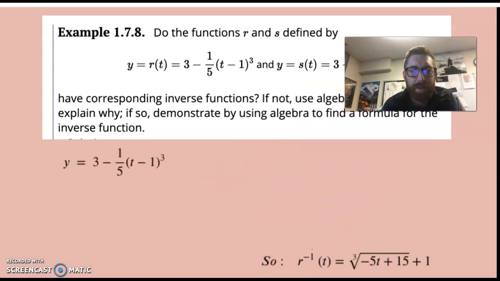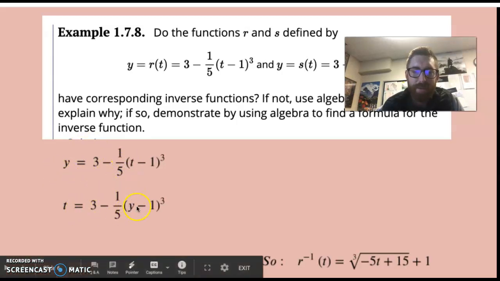So we start off with y equals, we're starting off with this one right here. I'm just going to show you how to do the algebra. It's always good to know. The first thing I need to do is flip-flop my input and my output, because we're trying to make the input the output and the output the input. And then I need to solve for y. So I'm going to go ahead and subtract 3 from both sides.